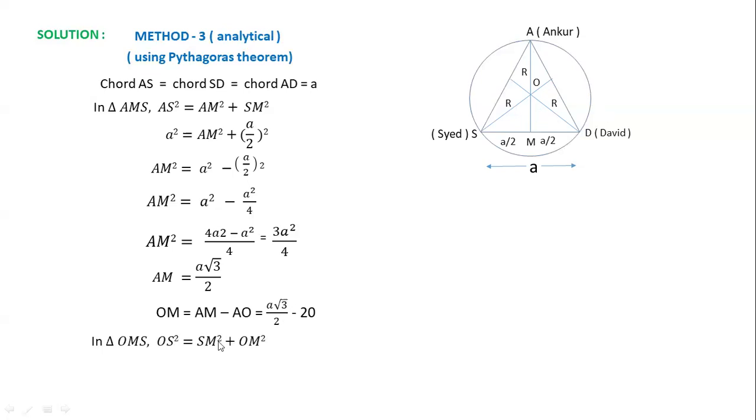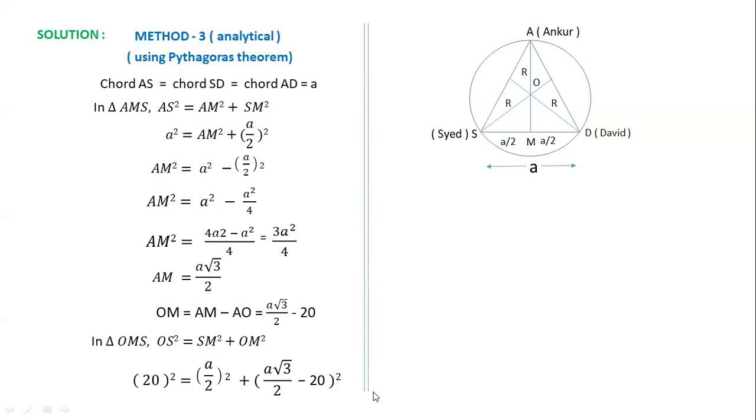Now we apply Pythagoras theorem to this particular triangle OMS, this small triangle here. OS is a radius and it is the hypotenuse. OS square is equal to SM square plus OM square. So OS is 20, 20 square is equal to SM, which is A by 2, A by 2 whole square plus OM. OM is A root 3 by 2 minus 20 whole square. So we use A minus B whole square, A square minus 2AB plus B square. That identity is to be used here. I'm not writing that identity, but I hope you will know that.